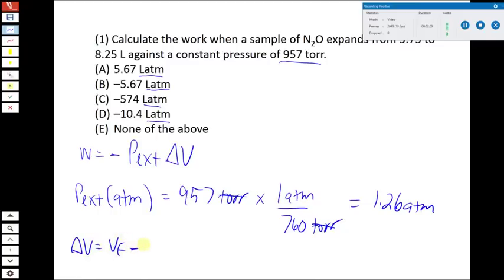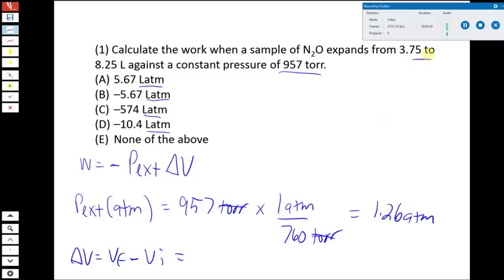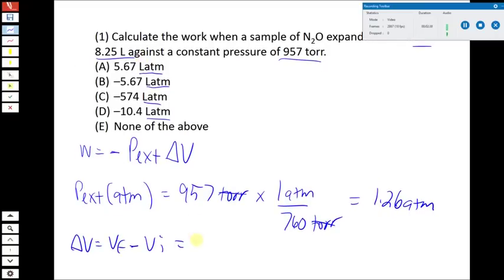Anytime we see delta, that's what we want to think about. We're expanding from 3.75 to 8.25, so that means the gas volume is getting larger. Final volume is 8.25, initial is 3.75, it should be positive delta V. So 8.25 liters minus 3.75, which is, I hope I did that right in my head, 4.50 liters, I believe.